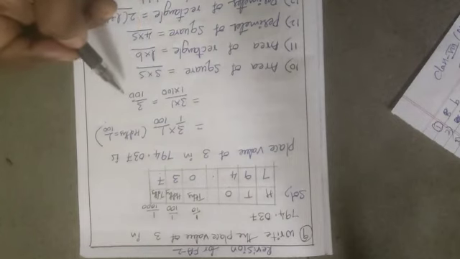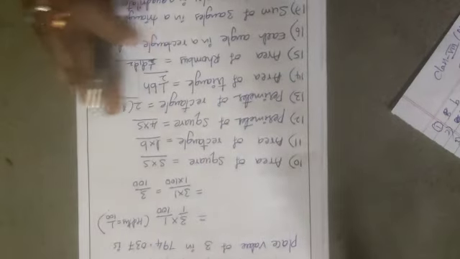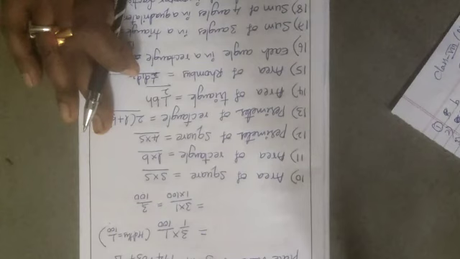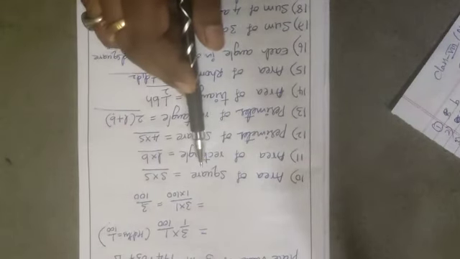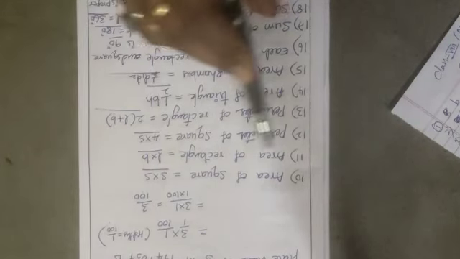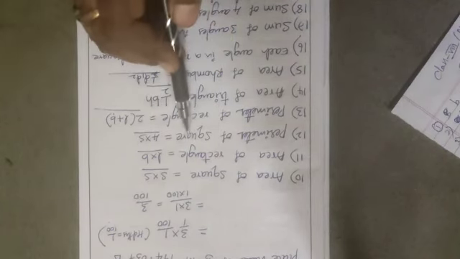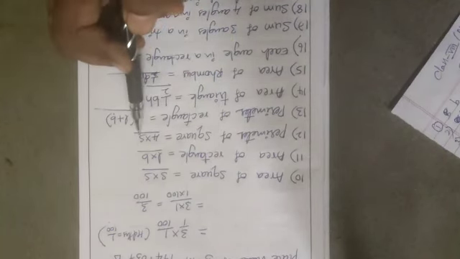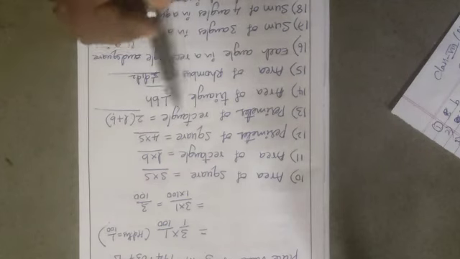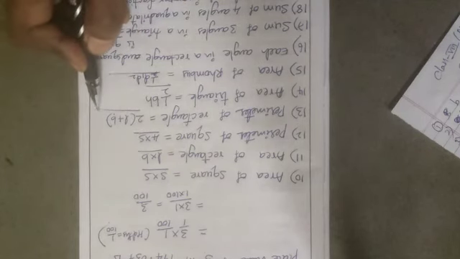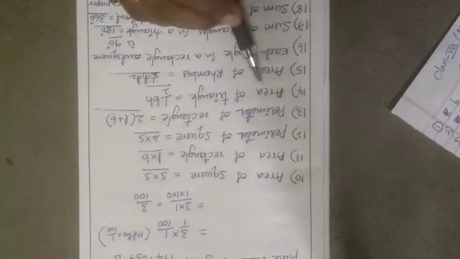3 1 is 3 by 100. Okay? Remaining all are bits, children. Let us see the bits, children. Area of square: S into S. Area of rectangle, children: L into B. Perimeter of a square, children: 4 into S. Perimeter of a rectangle, children: 2 into (L plus B). Now remaining all are formulas only, children.